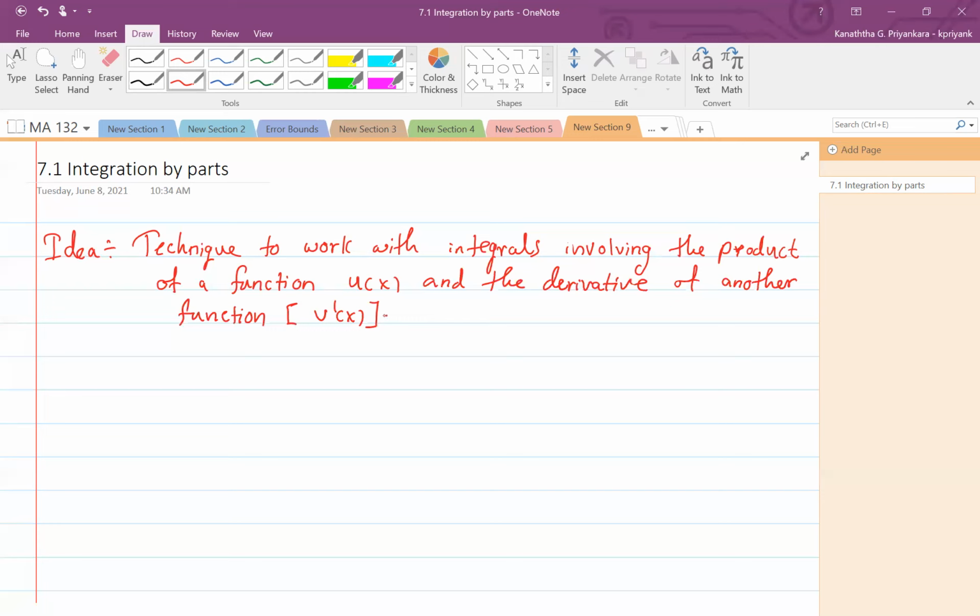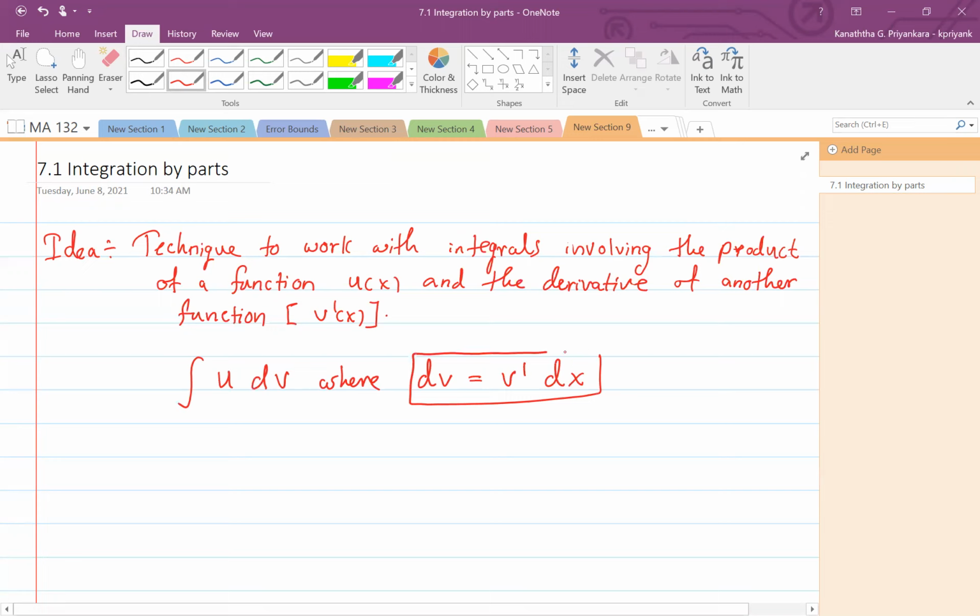So that's the idea. So we will consider this integral of u dv, where dv we write as v prime dx. So we use this notation, dv is v prime dx, to write down this integral. So the question is, how do we integrate the integral of x sine x dx? That is a product.